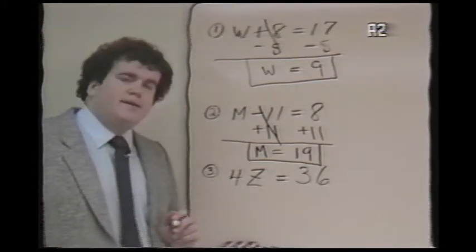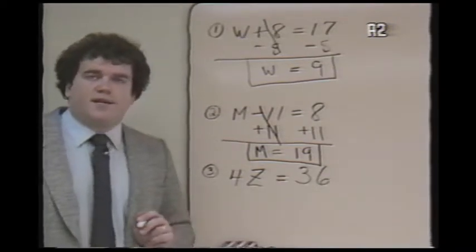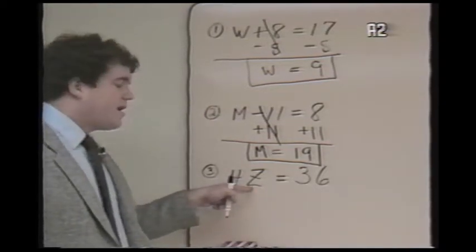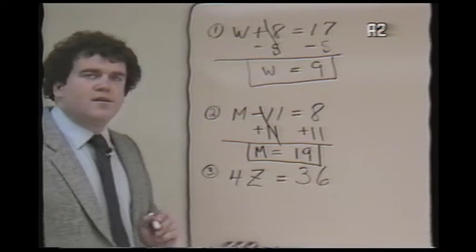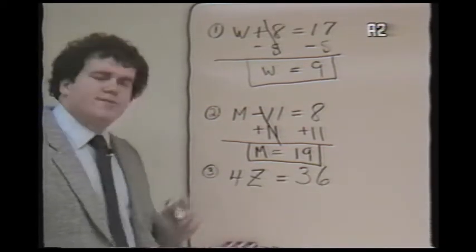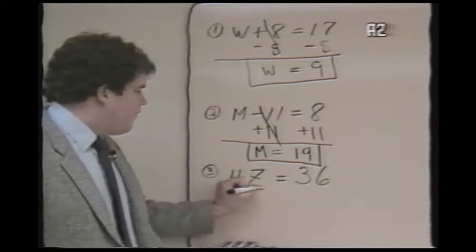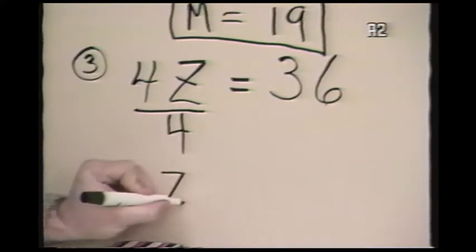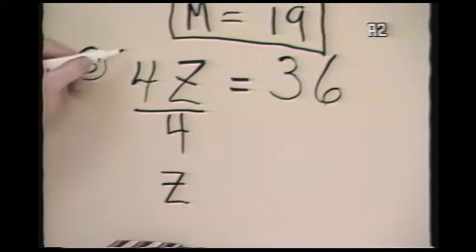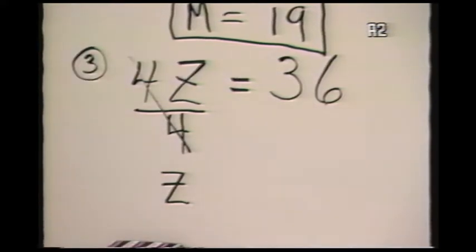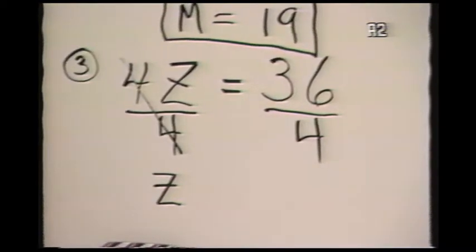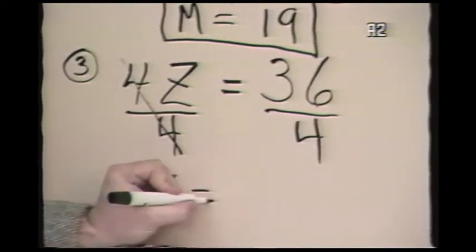Problem number 3. 4z equals 36. Now, do you know what 4z means? That means 4 times z equals 36. So 4 times a number equals 36. 4 times z divided by 4 will equal z. So the 4's cancel out on the left side. Now, since I divided the left side by 4, I should divide the right side by 4. 36 divided by 4 is equal to 9.